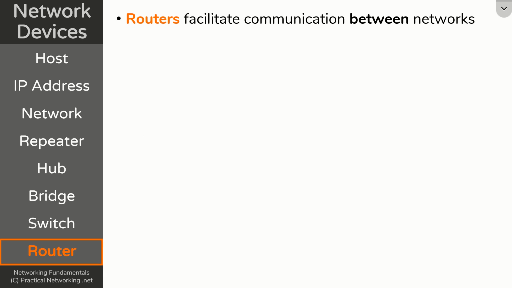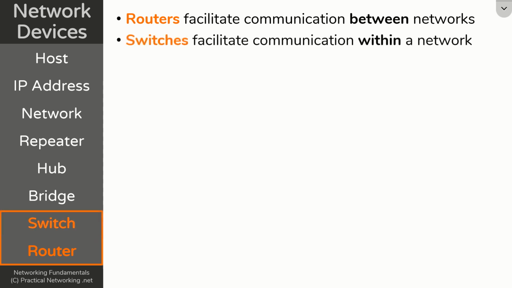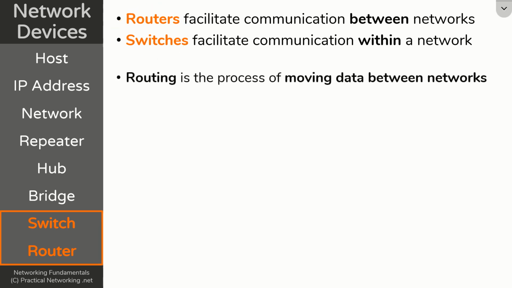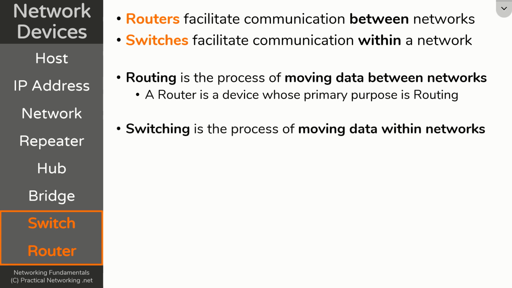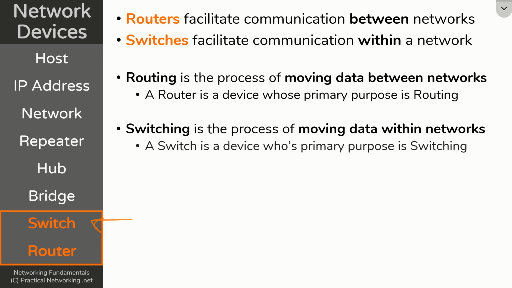Now, the last idea I want to leave you with actually involves pulling back the definition of switches as well. There's something important you have to understand about what we've defined as routers and switches. Routing is the process of moving data between networks. A router, as we have described it, is simply a device whose primary purpose is to perform routing. In the same way, switching is the process of moving data within networks. And a switch, as we have described it, is a device whose primary purpose is switching.